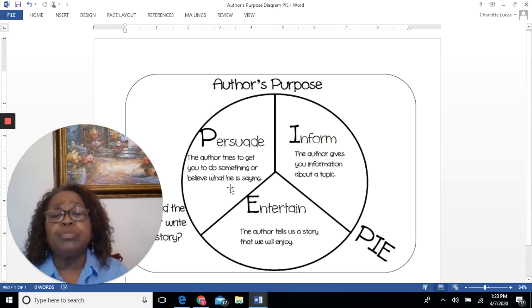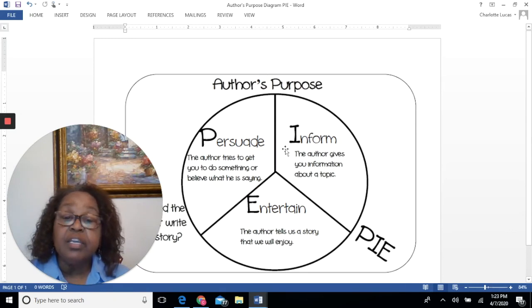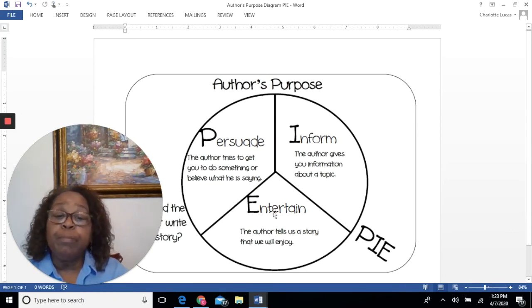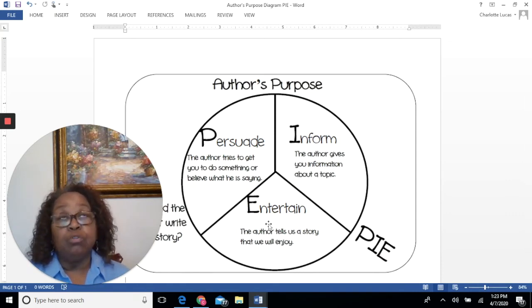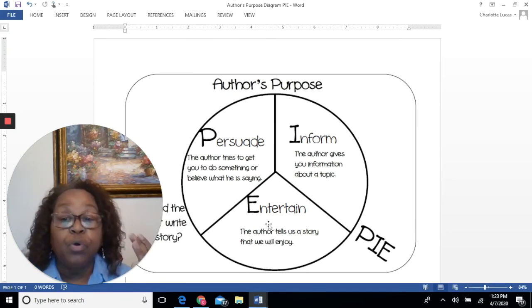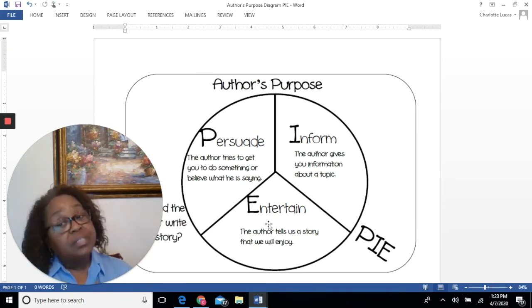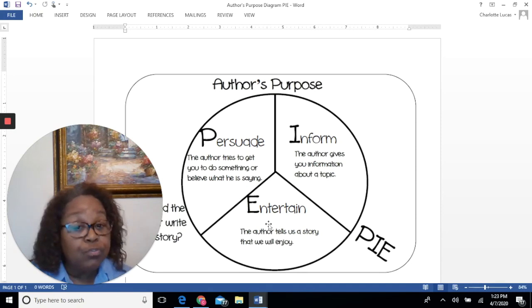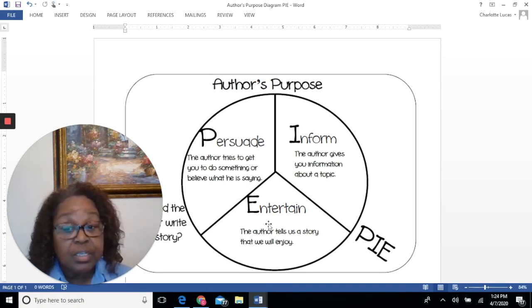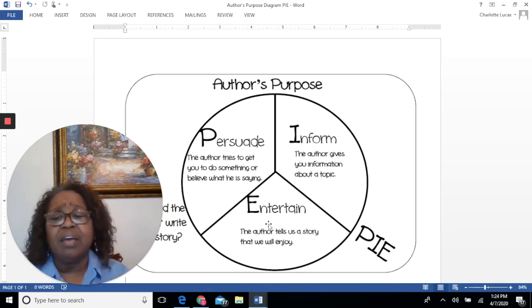Was his purpose to persuade us? P, persuade. Was his purpose to inform us? I, inform. Was his purpose to entertain us? E, entertain. If he was trying to entertain us, we should have had some emotions, like we would have been happy, we would have thought it was funny, we would have been sad, maybe we wanted to cry. I don't remember having any emotions as I was reading this. I was very interested in it, but I wasn't entertained.